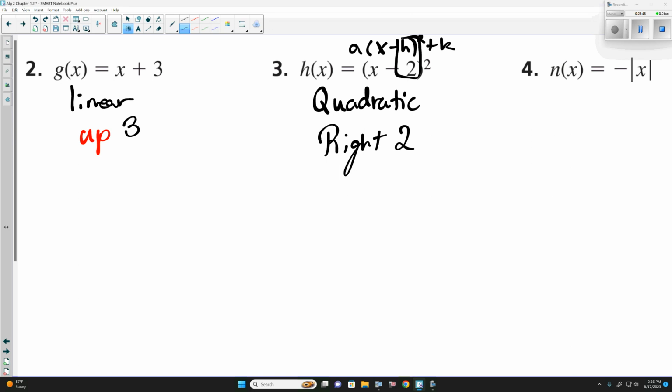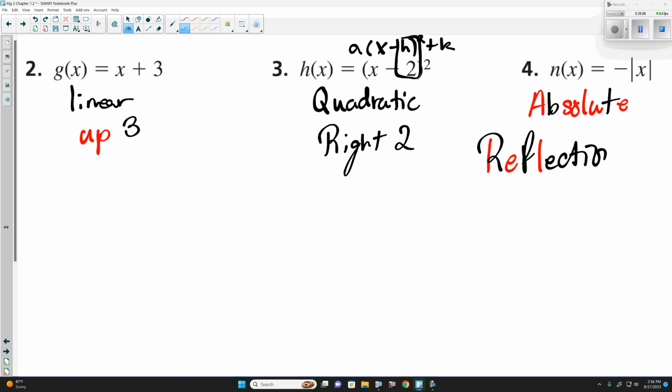This one here, so it'd be absolute. It would be a reflection across. Not too much. We'll get into it a little bit when we apply transformations, but not so much identifying them. Because we have a negative, especially in front of the absolute values or parentheses, it's going to be across the x. Questions on any of this here? We're ready for the next one.